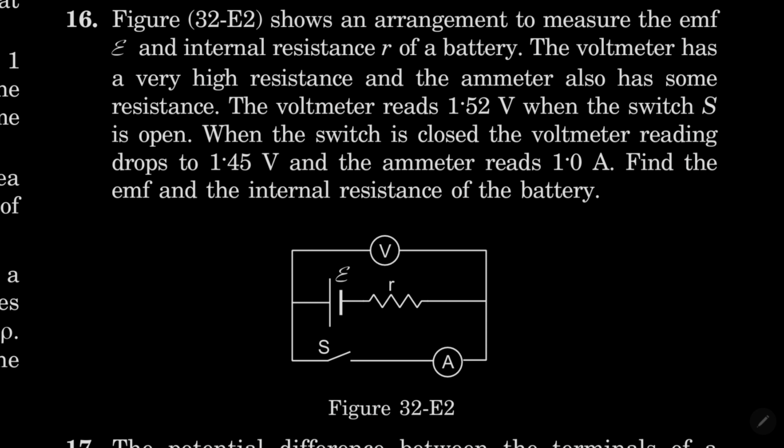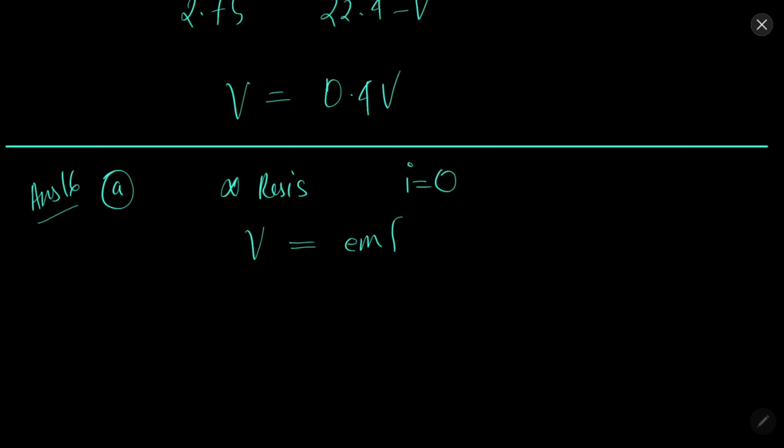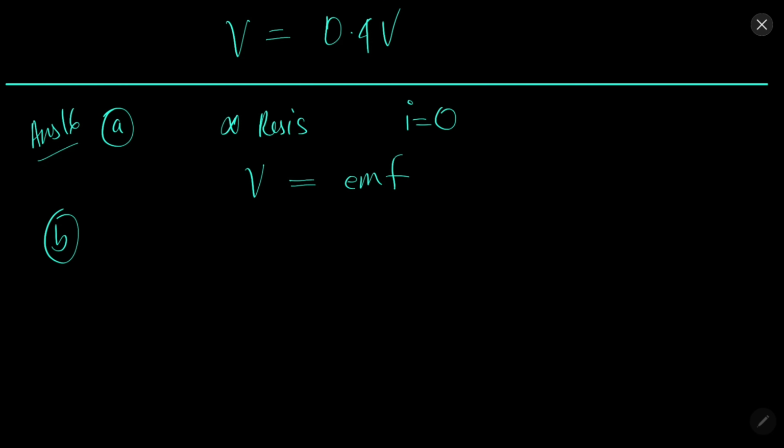In 16, we need to find the EMF and the internal resistance of the battery. Solution 16. This is A part. So when the switch is open, no current passes. Therefore, in the upper part of the circuit, the voltmeter has infinite resistance and current will be 0. So the voltmeter reads the EMF, as there is no potential drop. So the voltmeter will read the actual maximum value of the EMF that the battery can provide.